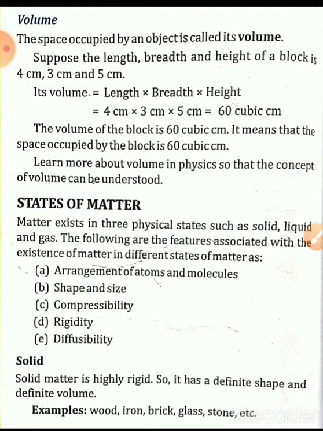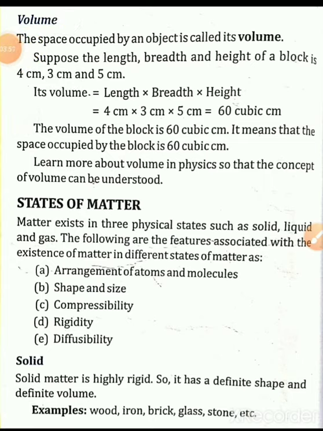So how can we differentiate the existence of matter in different states? How can we say if matter is in solid state, liquid state or gas state? Different features are there, 6 are given in your book: arrangement of atoms and molecules, shape and size, compressibility, rigidity and diffusibility. Okay, arrangement of atoms and molecules.